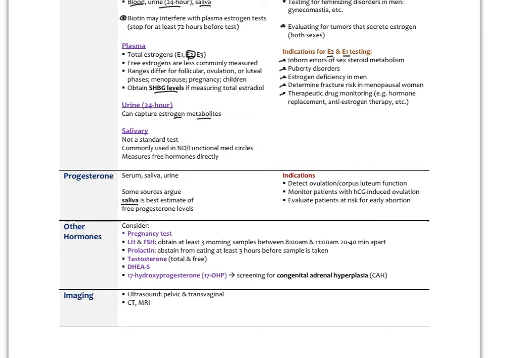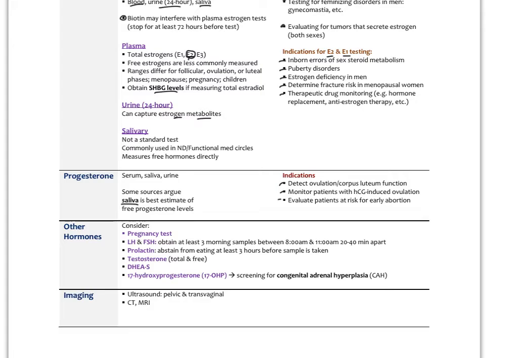Here we might use progesterone testing if we suspect any ovulation defects or decreased corpus luteum function, like an anovulation or lack of corpus luteum. Monitoring patients with HCG-induced ovulation, again in fertility treatments, and then evaluating patients at risk for early abortion. These would all be indications for progesterone testing.